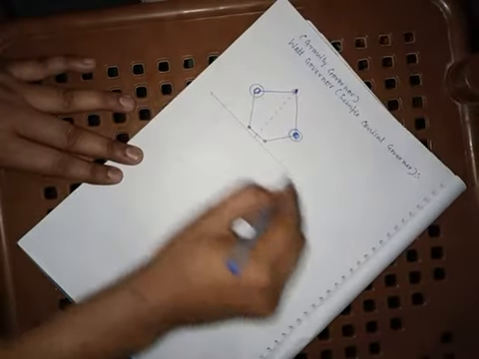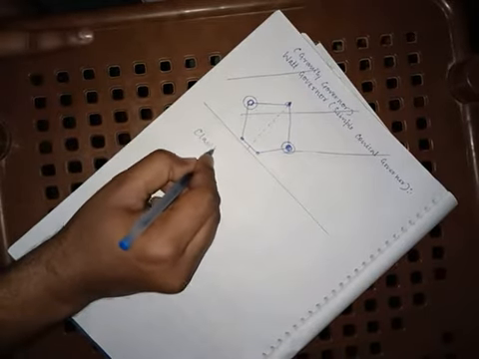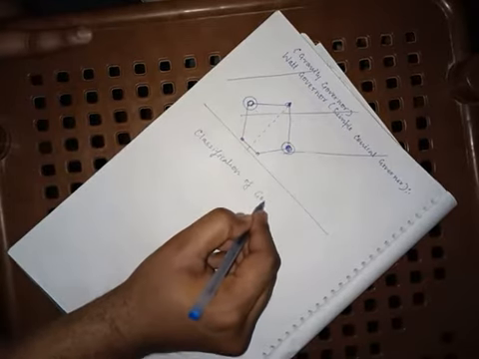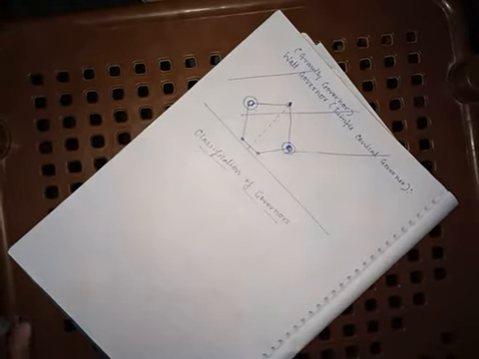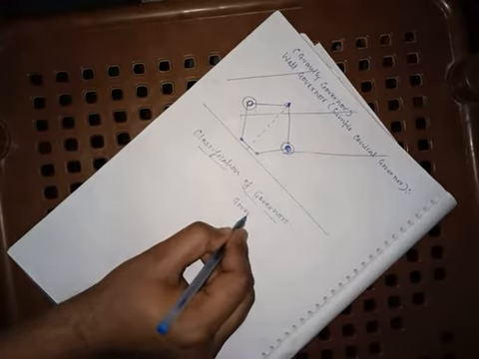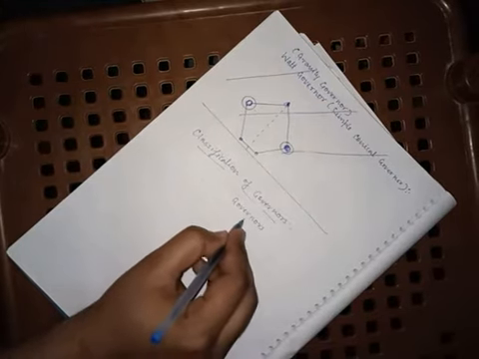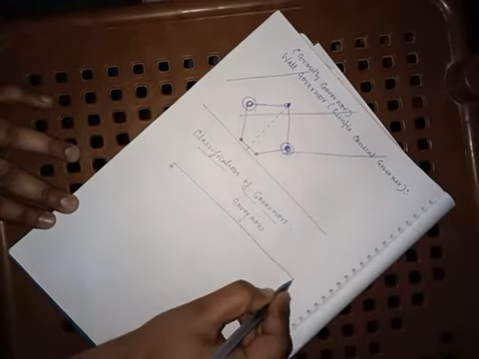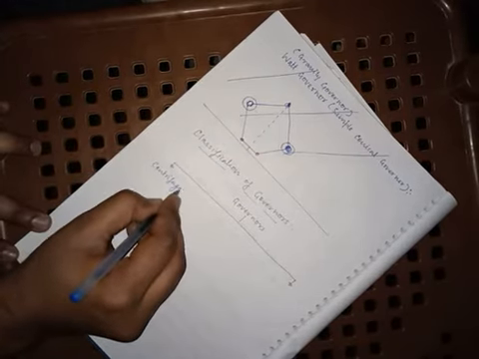Classification of governors. Basically, the governors are classified broadly into two categories. So there are two types of governors. First is called centrifugal governor, and the second is called inertia governor.